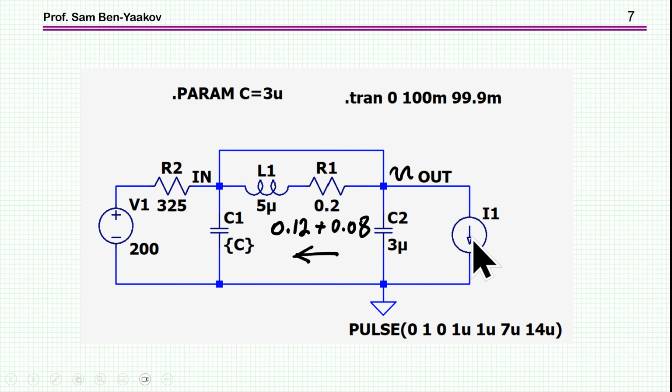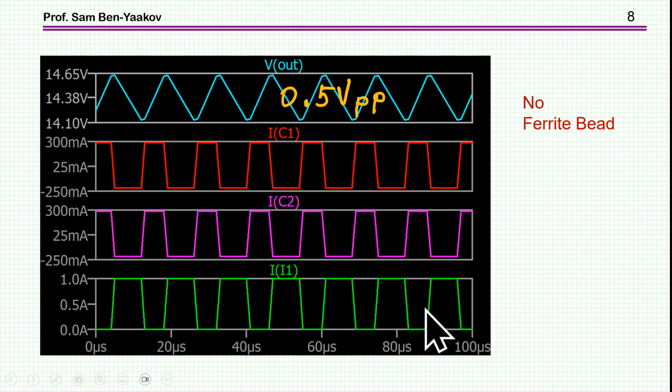Now, to emulate the effect of the switcher on this side, I've put here a pulsing current source of 1 amp, a duty cycle of 50%, and about 70 kilohertz, as we have in our unit. So here is the situation without the ferrite bead.